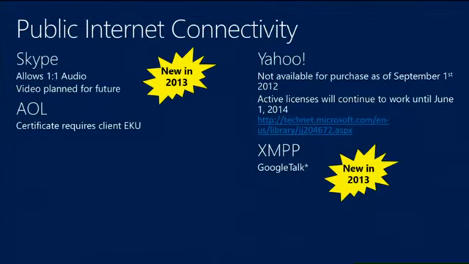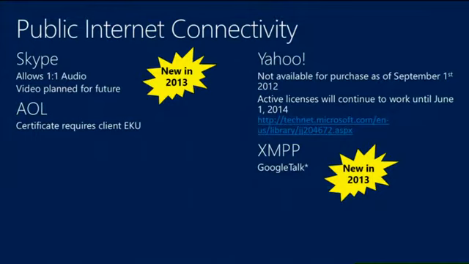Yahoo. Yahoo is a special case. Unfortunately, the contracts with Yahoo are running out. Microsoft was not able to extend these contracts, so as of September 1st, 2012, you're not able to purchase PIC with Yahoo anymore. If you have it already today, it will continue to work until June 1st, 2014. There's a URL as a source. Microsoft is still trying to find a solution, so if this changes, there will definitely be some updates on this blog telling you about what's going to happen next.